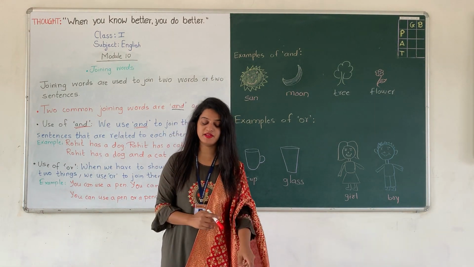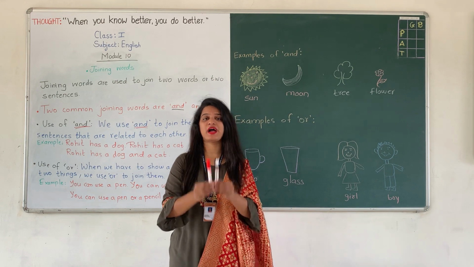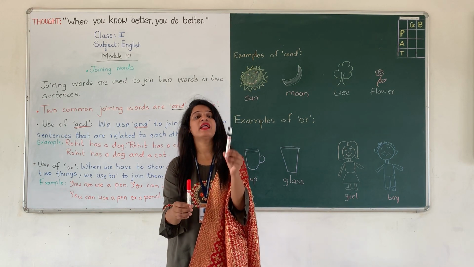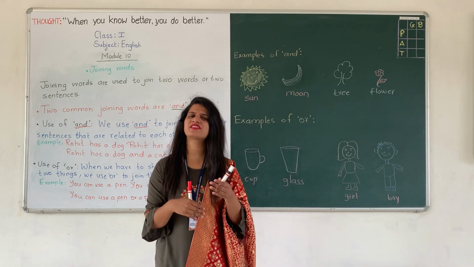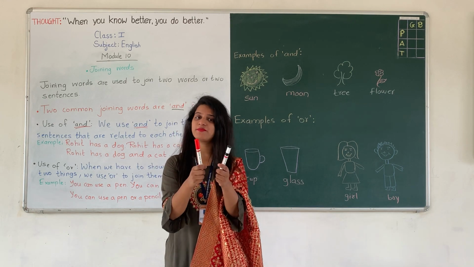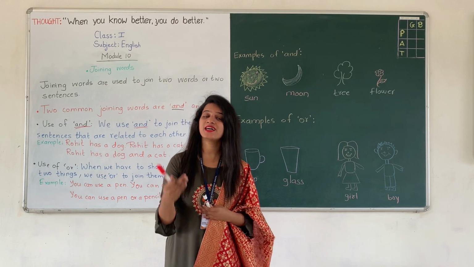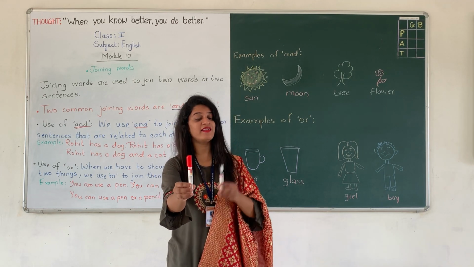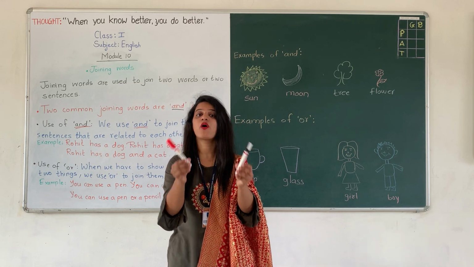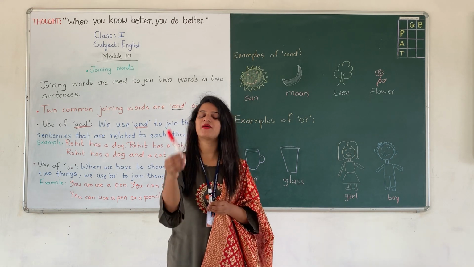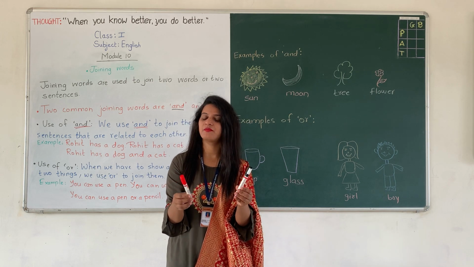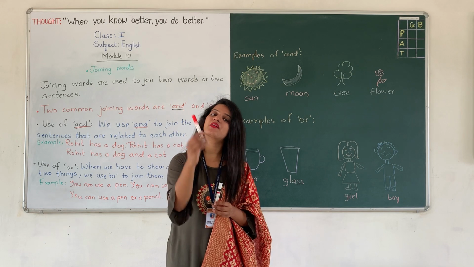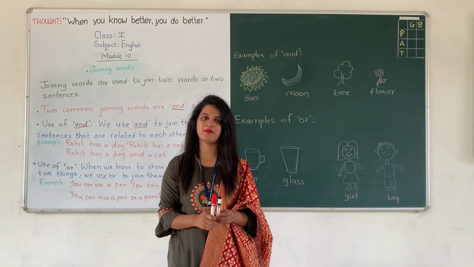Now for example, if I want to buy two markers, a red marker and a black marker, how am I supposed to talk? If I want both the markers, I say to the shopkeeper that I want a red marker and a black marker. I won't say a red marker or a black marker.